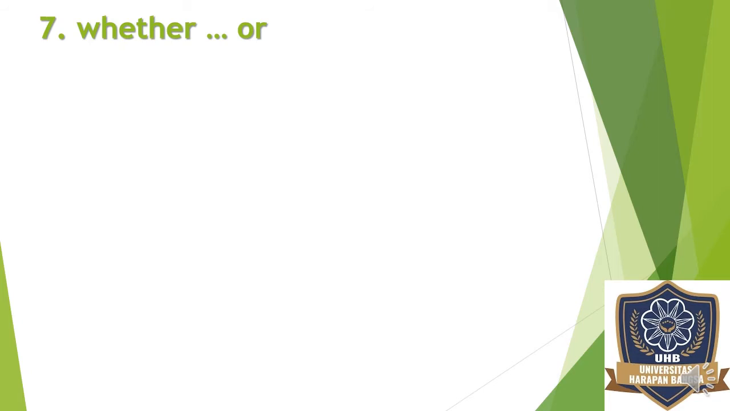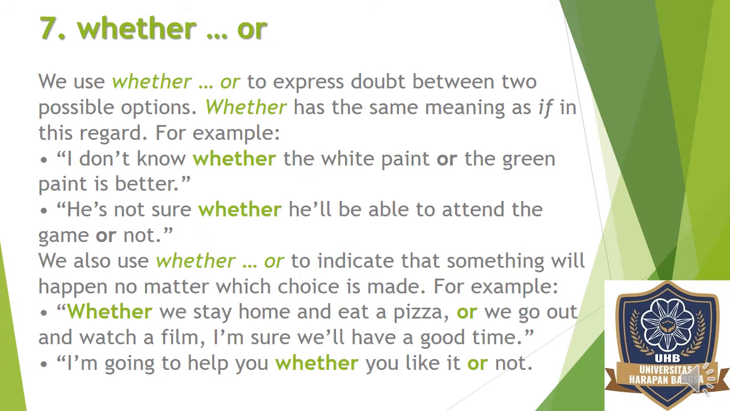Number 7, whether or. We use whether or to express doubt between two possible options. Whether has the same meaning as if in this regard. Whether, if, artinya adalah apakah. Jadi if dalam konteks kalimat ini adalah apakah, bukan jika. Kalau if dalam jika itu dalam kalimat conditional sentence atau kalimat pengandaian. Sementara kalimat whether atau if itu artinya apakah.